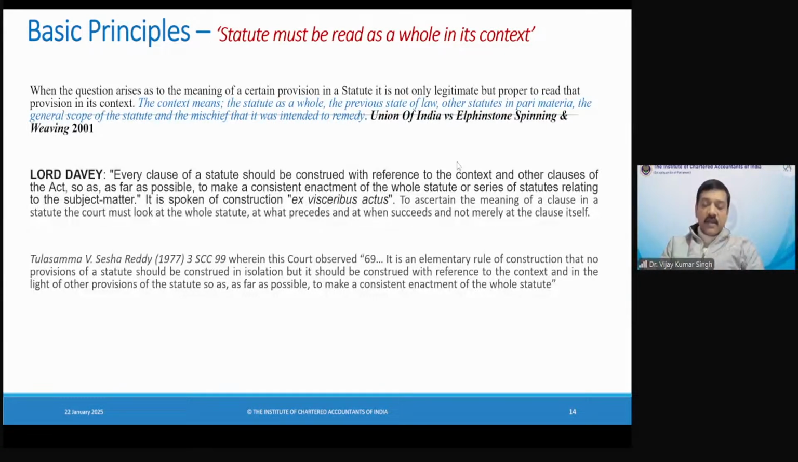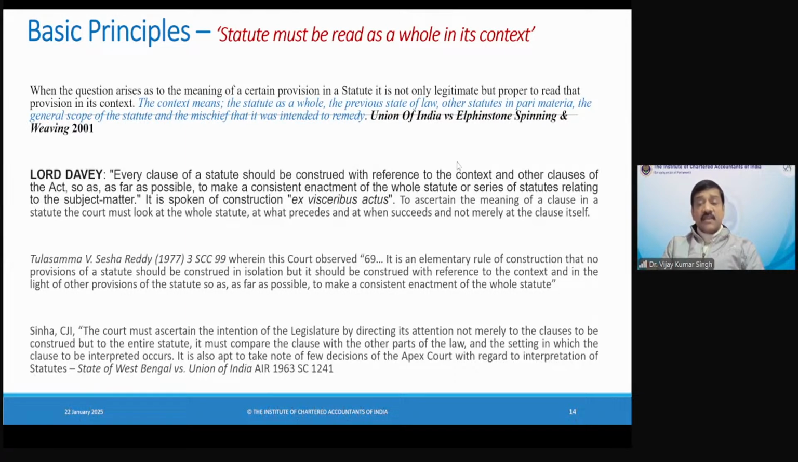further endorsed by our Supreme Court, and they said it is an elementary rule of construction that no provision of a statute should be construed in isolation, but it should be construed with reference to the context and in the light of the provisions of the statute, so as far as possible to make a consistent enactment of the whole statute. This was laid down by the court in Tulsamma versus Shesha Reddy's case, and the court clearly highlighted this part.